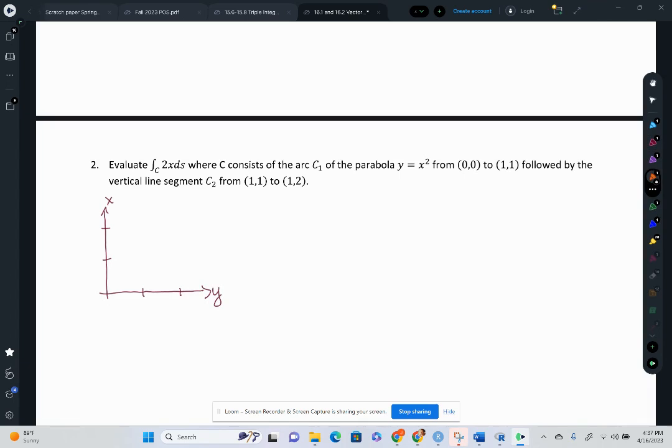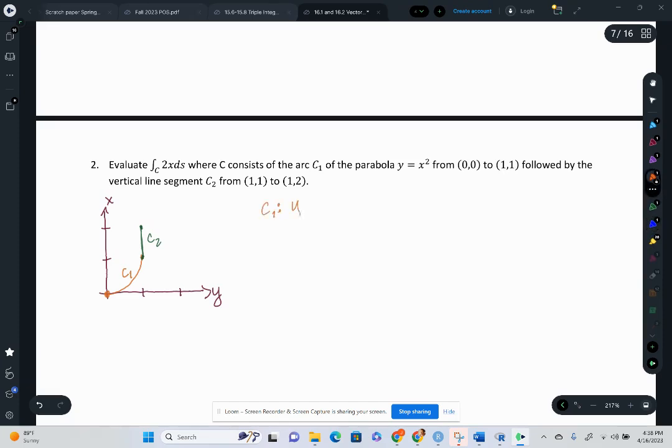Y equals x squared from 0, 0 to 1, 1 is parabolic. So I've got this shape. That is C1. And then they tell me that there's a C2 part of this, and it goes from 1, 1 to 1, 2, and is just a vertical line. So this is C2. What they're telling me is that my curve is 2 pieces. And so I have to deal with this in 2 pieces. I'm going to look at C1 first.